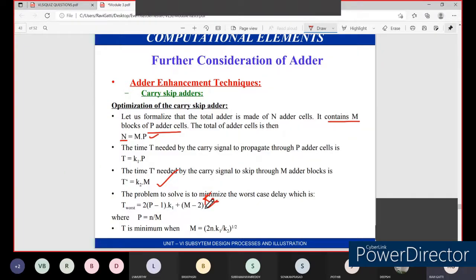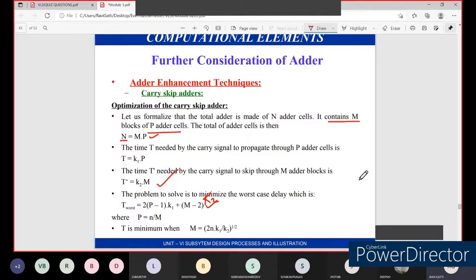So this we call the worst case propagation delay, which is possible to generate in the case of a carry skip adder. So this is the maximum propagation delay you can expect from this carry skip adder.